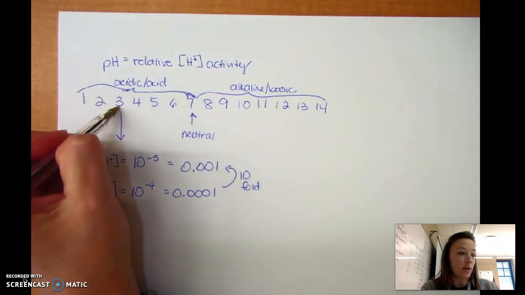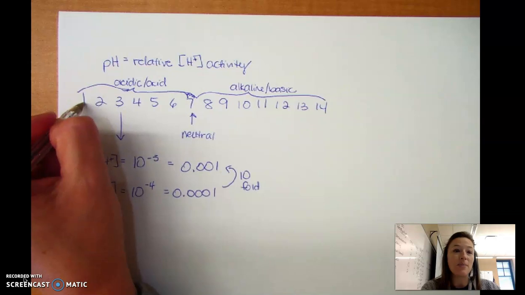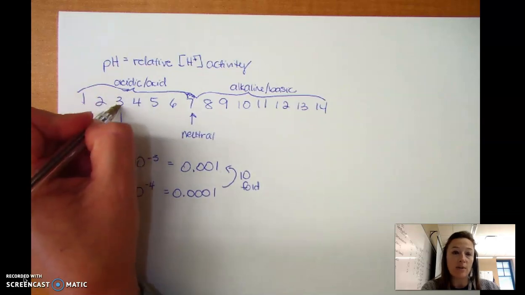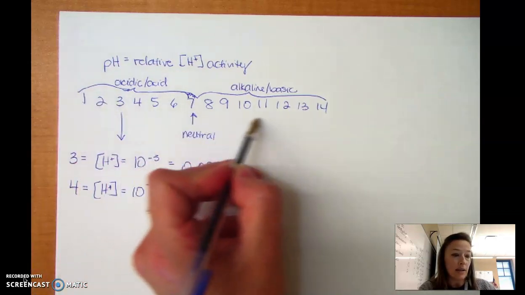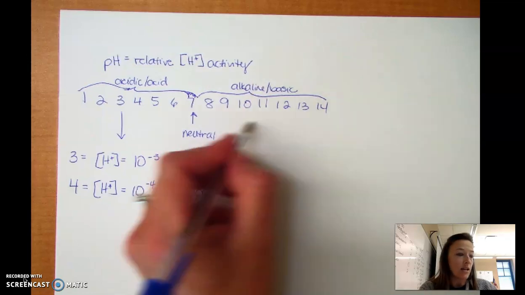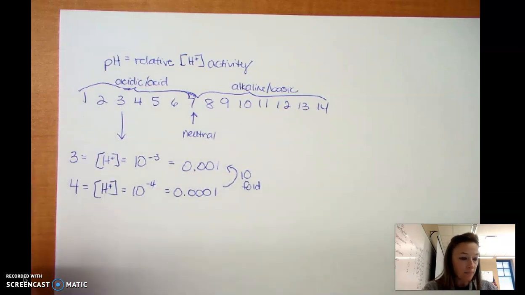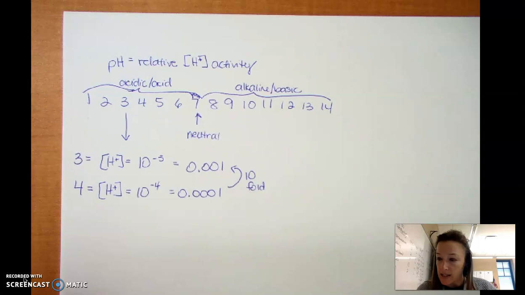So a pH of 3, those hydrogen ions, there are more of them, and therefore their activity is about 100 times more. Oops, I got that backwards. The 1s are about 100 times more active than the 3. So as you go this way, they get less concentration, less active hydrogen ions, and as you go this way, you have more hydrogen ions and therefore more activity. So that is the pH scale.